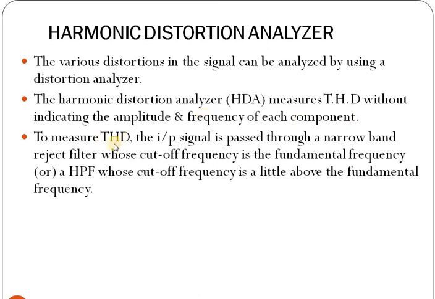To measure the total harmonic distortion, the input signal is passed through a narrow band reject filter whose cutoff frequency is the fundamental frequency, or a high pass filter whose cutoff frequency is a little above the fundamental frequency.